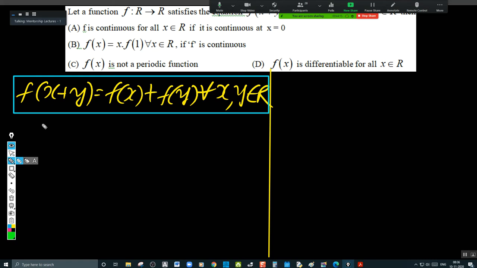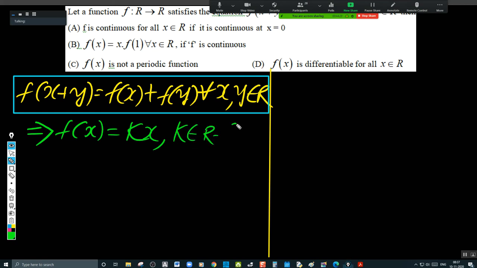f of x is equal to, anyone in the class? A raised to x. Kx, please. Even 0 also, it can be taken. Ved Babu, what you are saying is f of x into f of y. That is different. Did you hear it is f of x plus f of y? Yes. This is f of x plus y means k of x plus y. It's nothing but kx plus ky. So this is a function.